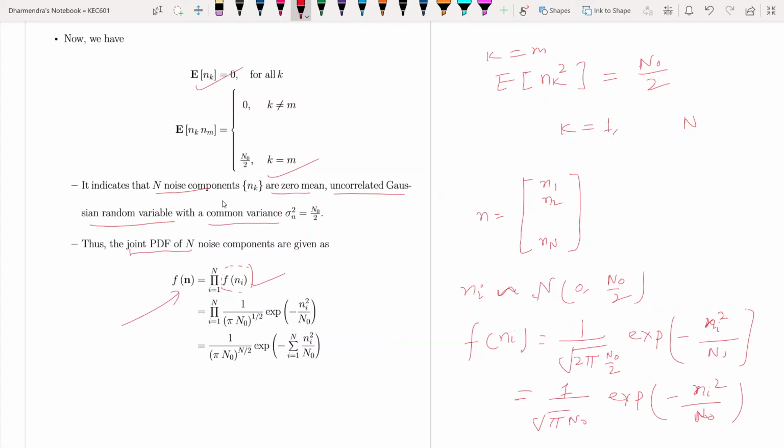Okay, so if I multiply the exponentials, I can write like this. Capital N is common, so multiplying N times, the power will be N by 2 on this constant pi N naught, and the multiplication of the exponentials can be written like this.